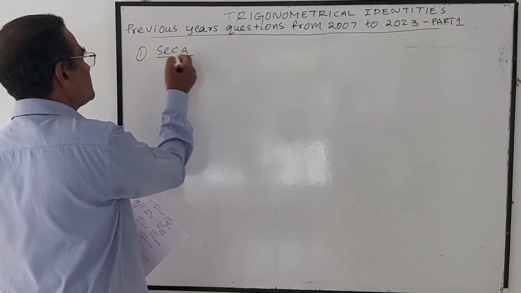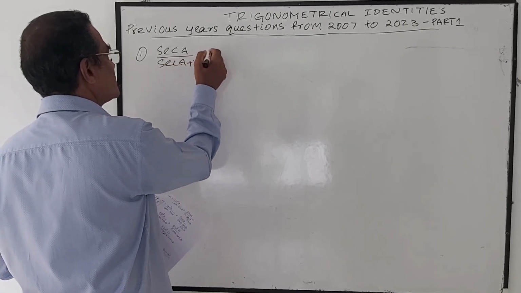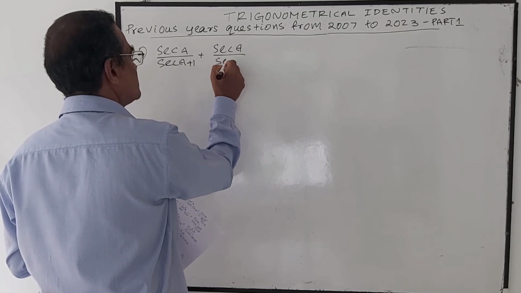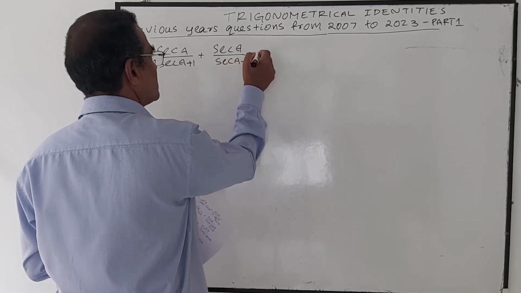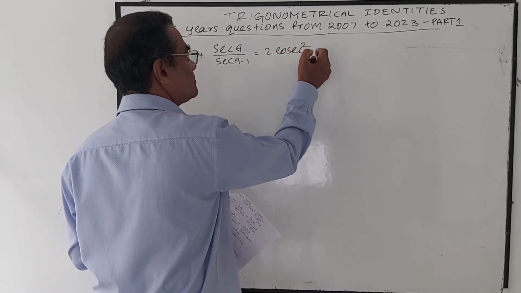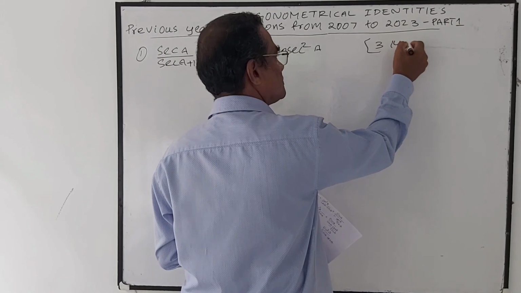cosec A by cosec A plus 1 plus cosec A by cosec A minus 1 equal to 2 cos square A. This is a 3 marks question.